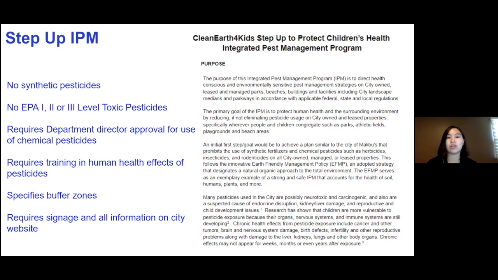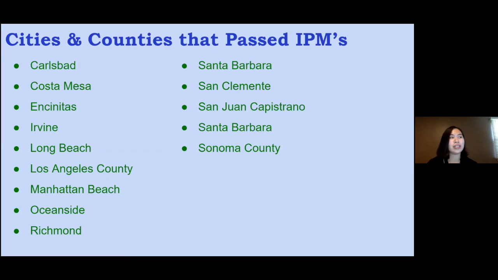So this would list no synthetic pesticides, no EPA 1, 2, or 3 level toxic pesticides. It would require department director approval for the use of chemical pesticides and training in human health effects of pesticides. It would specify buffer zones and require signage and all information on the city website. So we do have some cities that have passed IPMs, listed on the slide, such as Carlsbad, Santa Barbara, Sonoma County, and we also do have more examples on our website.